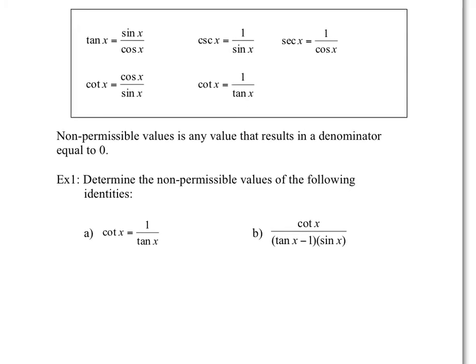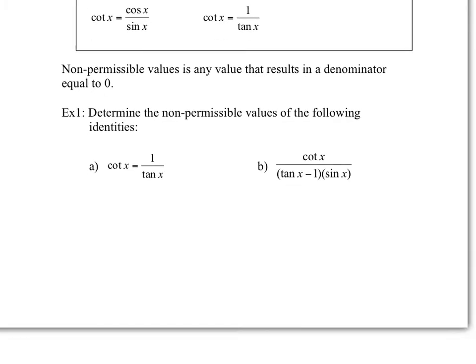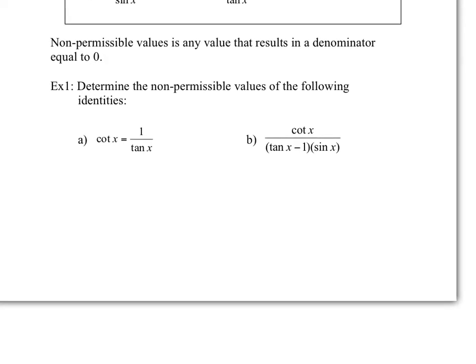The values where this wouldn't be true would be any time the denominator equals 0, because if you divide by 0, you cannot do that, right? So those are the non-permissible values of these identities. Determine the non-permissible values of the following identities. What you're going to do is change everything to sine over cos, or cos over sine, or anything in terms of sine and cos.